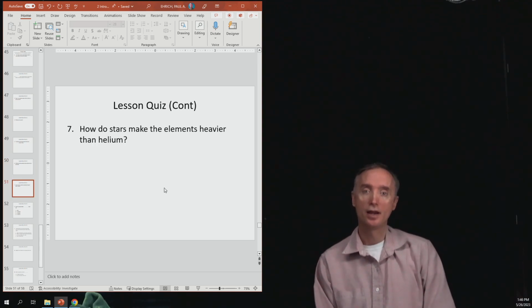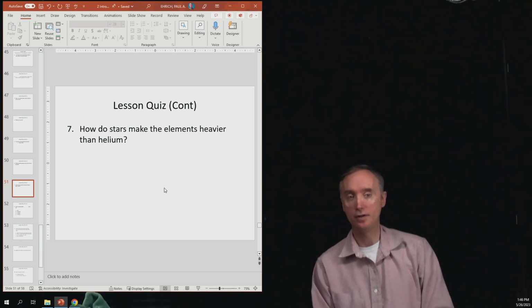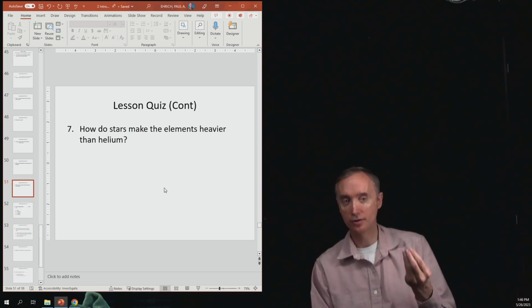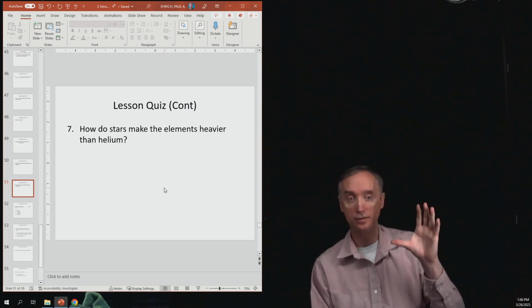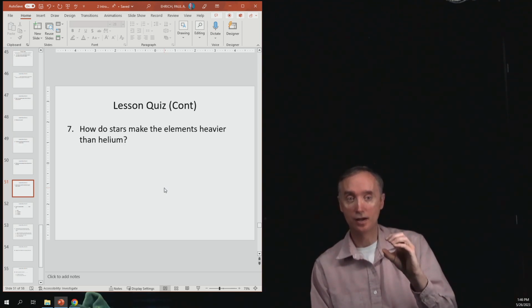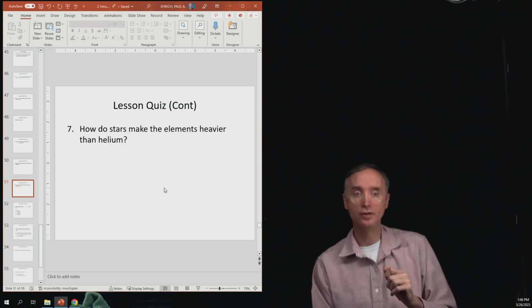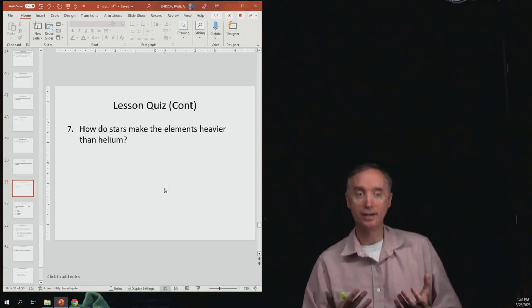Question number seven. How do stars make elements heavier than helium? Okay, so stars, when they're living, take hydrogen and turn it into helium. But then, when the star begins to die, it starts to run out of usable hydrogen, and then as the core contracts, it heats up, and it's possible to make heavier elements than helium. So this is when the star is dying.